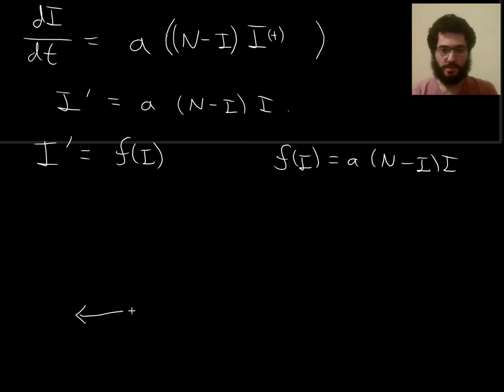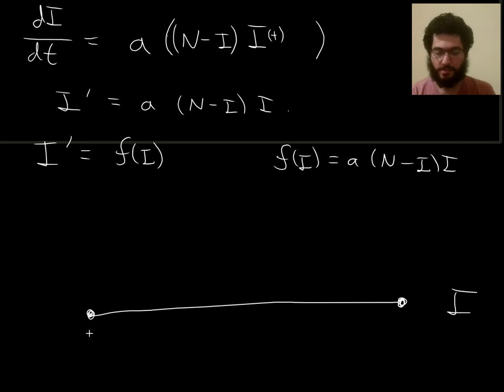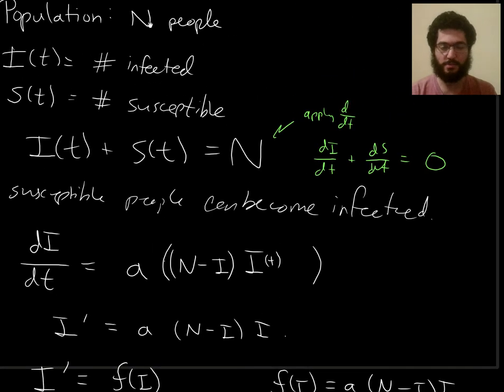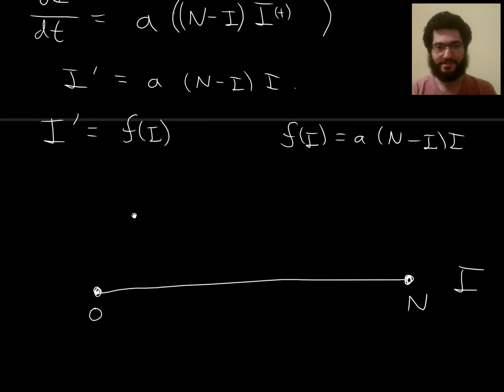All right, so let's draw our phase line, which is the I-axis, the number of infected people. And actually, I'm putting these arrows as though the phase line is this infinite line, but it has solid endpoints, right? The number of infected people cannot be lower than 0, and it cannot be bigger than n, which was the population. So remember, n was the total population. So it's more like a phase line segment rather than a phase line.